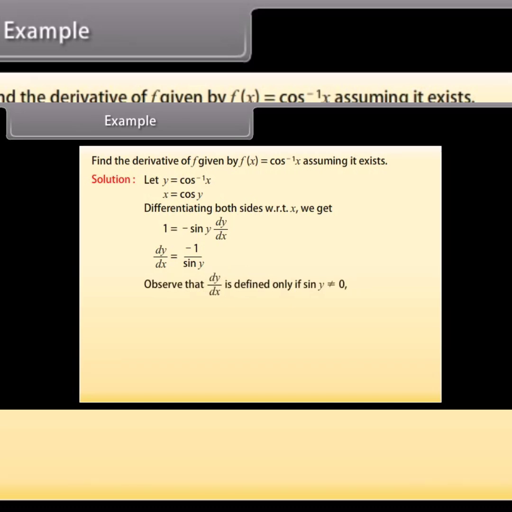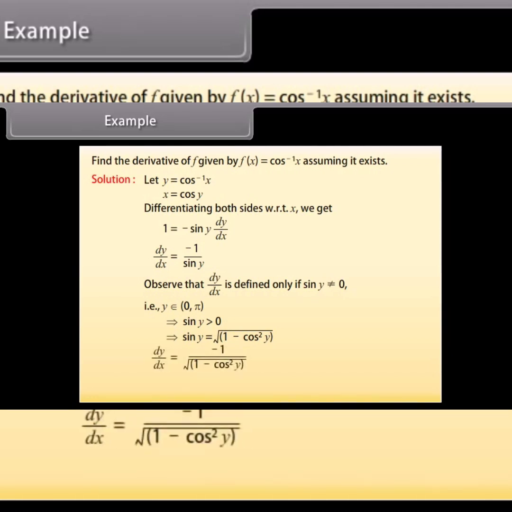Observe that dy/dx is defined only if sin y is not equal to 0, that is, y belongs to (0, pi). It implies sin y is greater than 0. It implies sin y is equal to square root of 1 minus cos square y. So dy/dx is equal to minus 1 by square root of 1 minus cos square y, which is equal to minus 1 by square root of 1 minus x square.